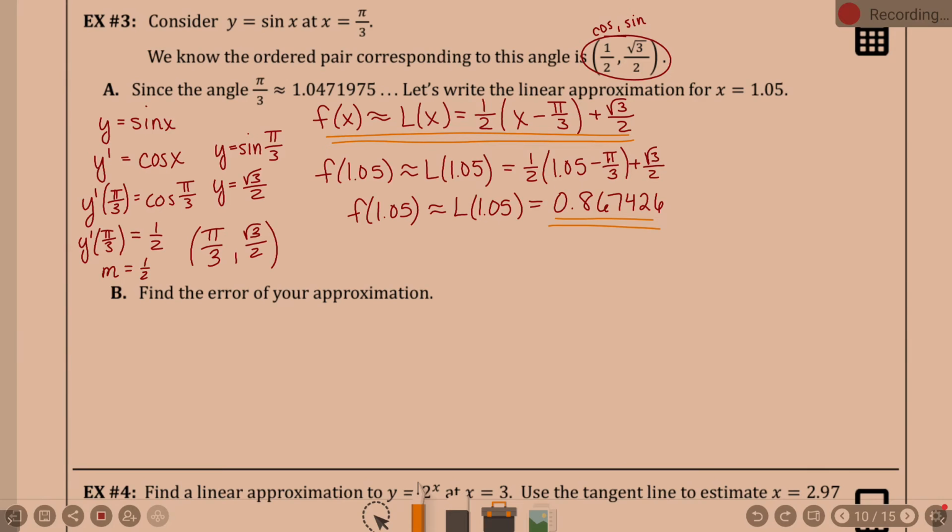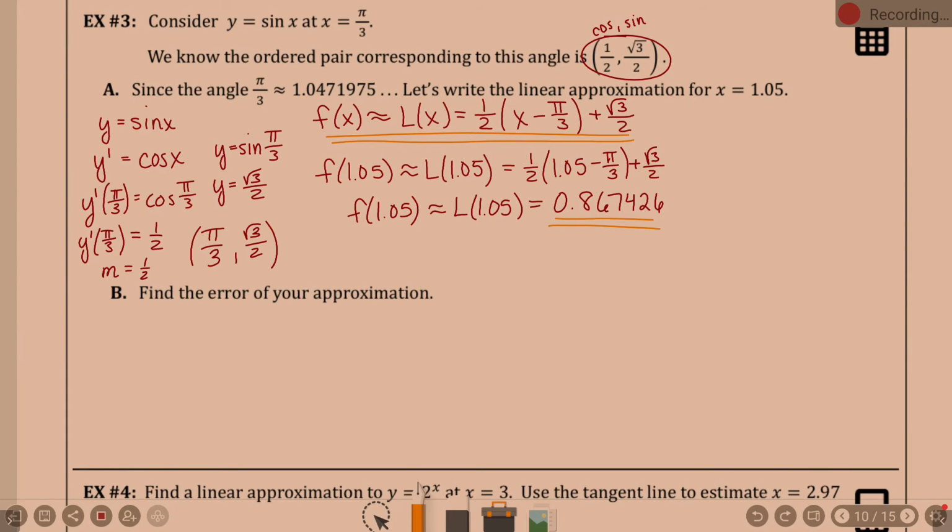So that right there is a linear approximation for 1.05. Let's talk about the error. How far apart is the actual value from my linear approximation? My linear approximation is this 0.867 value. What's the actual value when you plug it in? And that's what we'll have to do on the calculator.